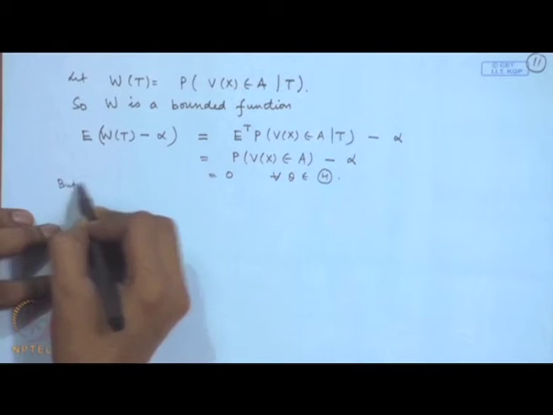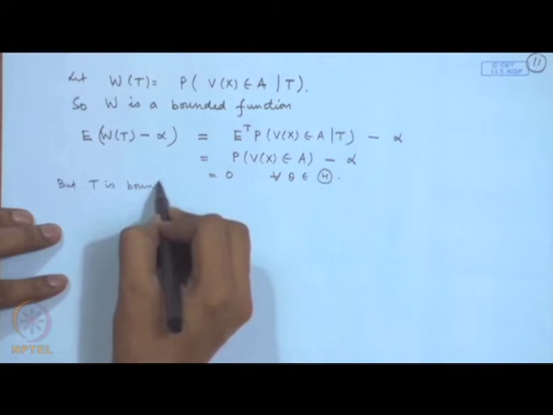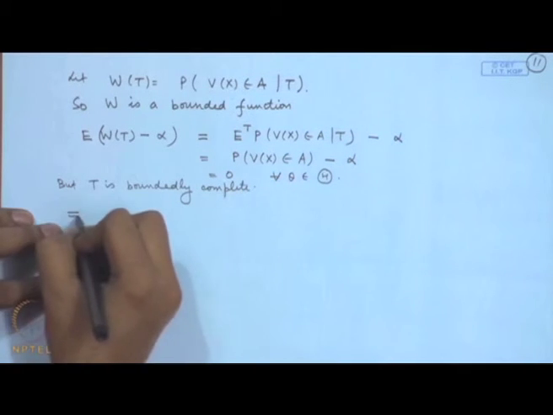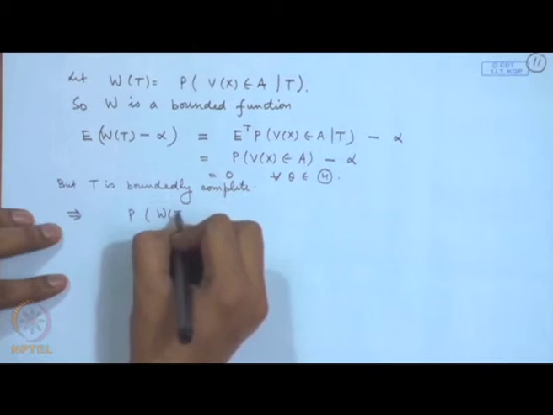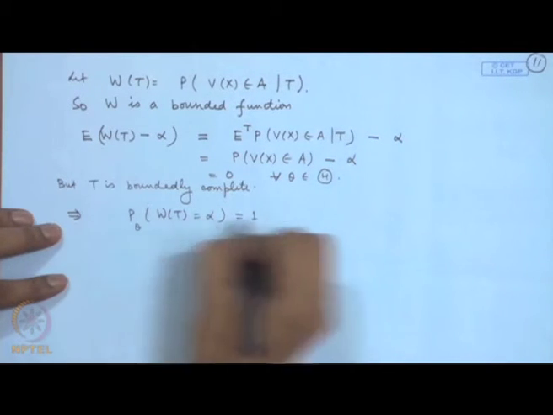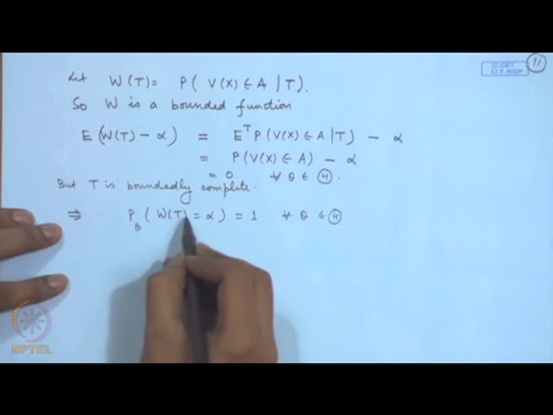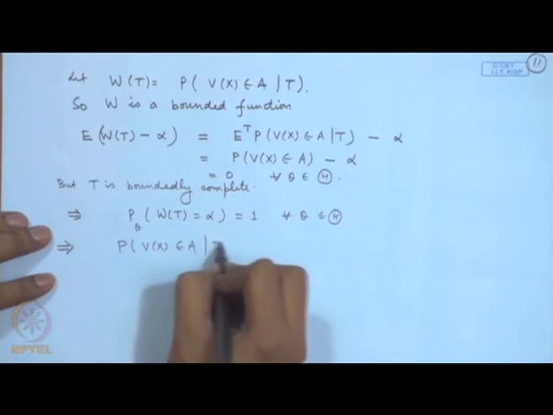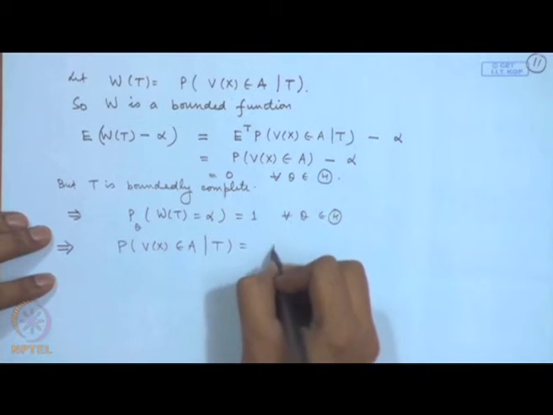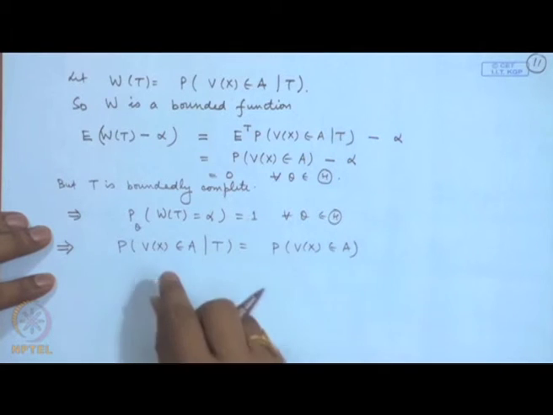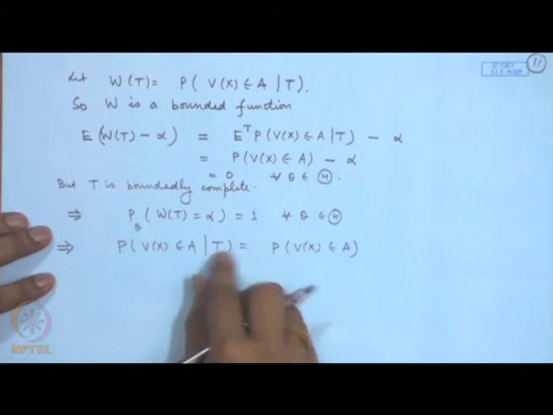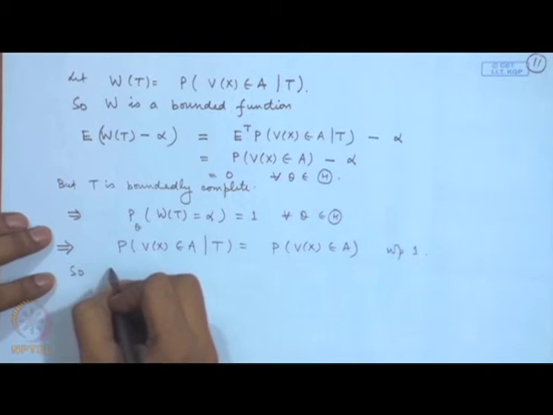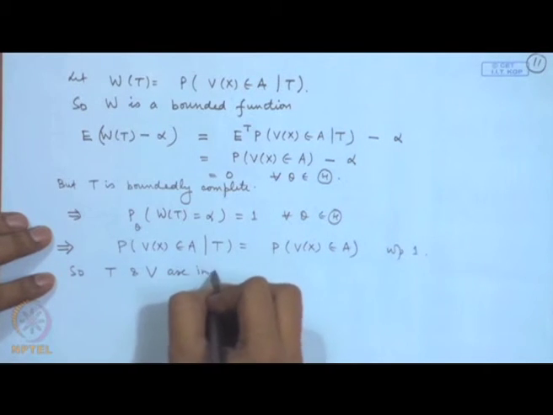But T is boundedly complete. So, this implies that probability that W(T) is equal to α must be 1. But what is this statement? This statement is equivalent to saying probability of V(X) belonging to A given T is equal to α. What was α? α was probability of V(X) belonging to A. That means the conditional probability of V given T is same as the unconditional probability of V. This is with probability 1. So, T and V are independently distributed.